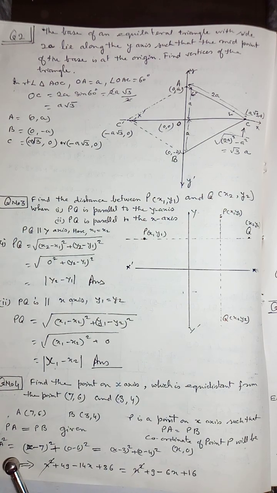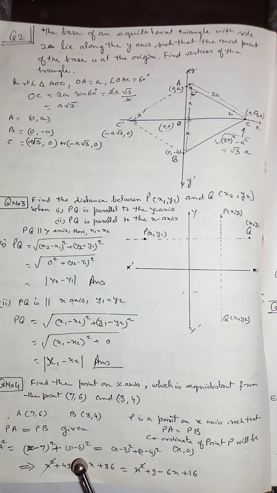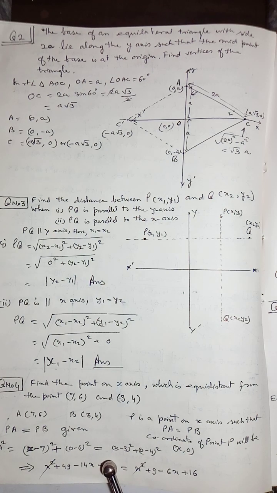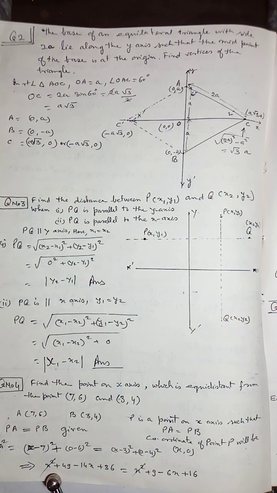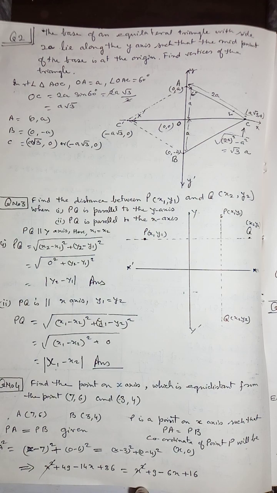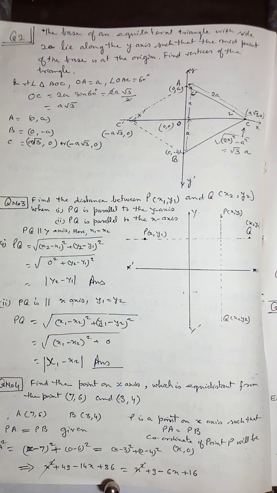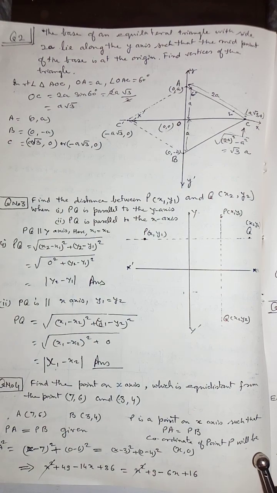So PA square is equal to x minus 7 का whole square plus 0 minus 6 का whole square, will be equal to x minus 3 का whole square plus 0 minus 4 का whole square. You see, after squaring it, you will get x square plus 49 minus 14x plus 36 on the left hand side. On the right hand side, it will be x square plus 9 minus 6x plus 16. So x square will be cancelled from left and right both sides. I will proceed like this.